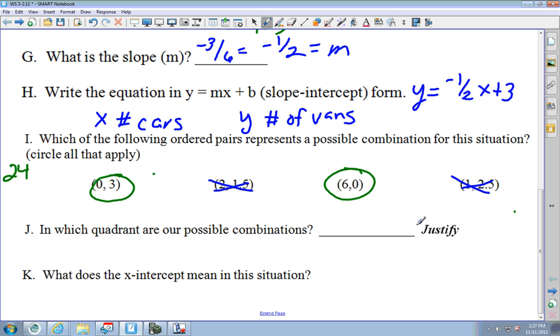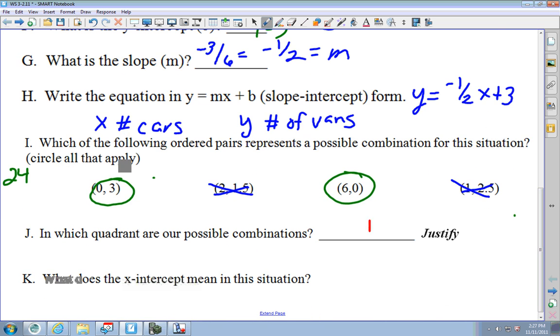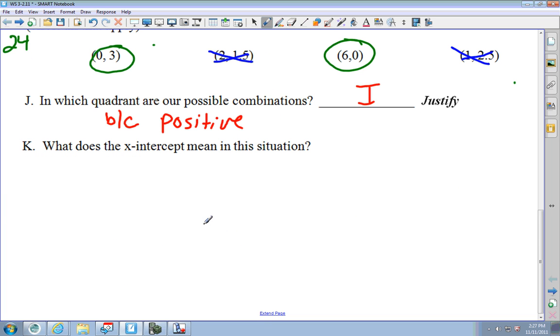Which quadrant are possible combinations? Well, this is quadrant 1, 2, 3, and 4. It cannot be in these because I can't have a negative amount of cars. It has to be quadrant 1 because it has to be positive. What does the x-intercept mean in this situation? The x-intercept is (6, 0). This is the number of cars, and this is the y-intercept. It means that they would rent or take 6 cars.